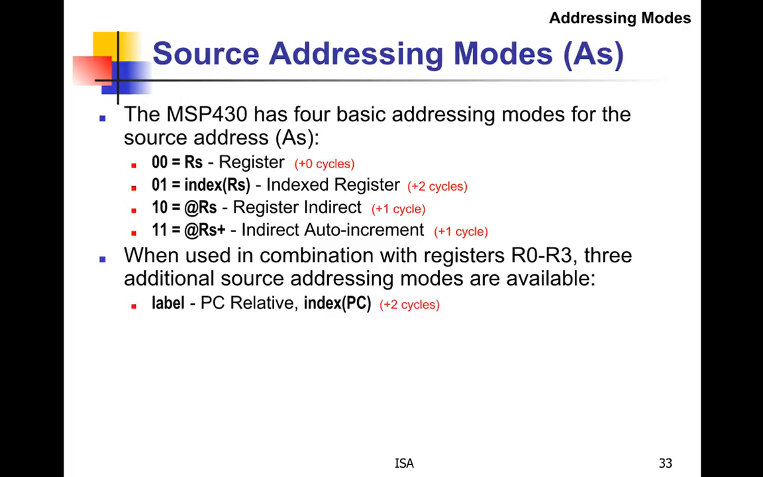So you can do PC relative. In other words, you can jump relative to the PC. It takes the index plus the program counter. You can do absolute, so that means you can go to an exact address that you want to go to. Label is the address that you're going to.